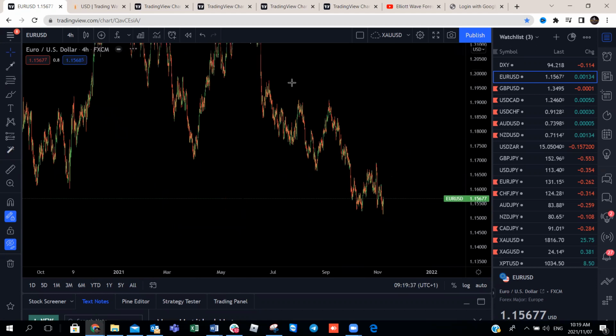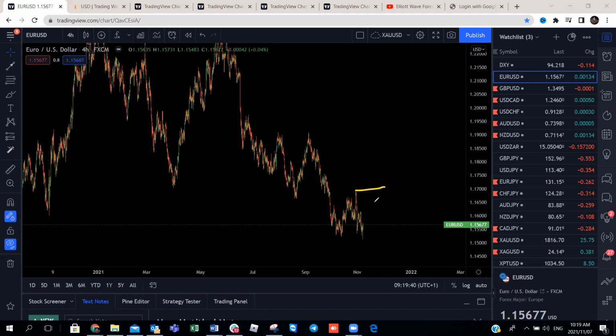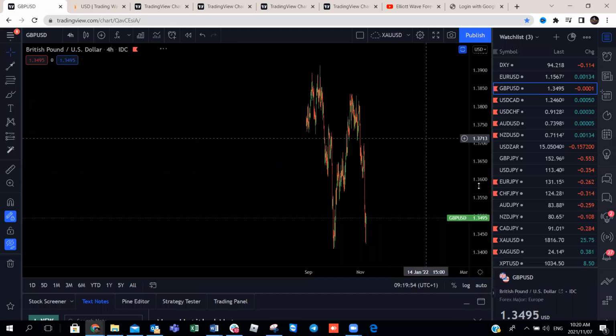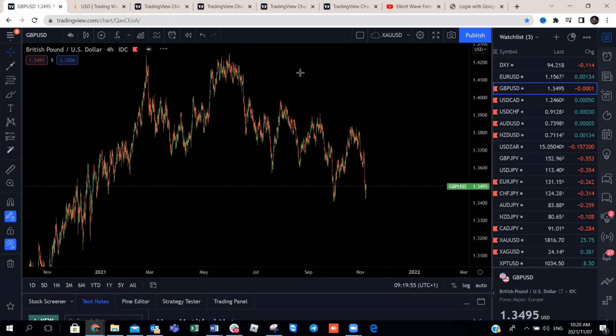Because if we do get to this level, this is a structural level where this can make 1, 2, 3, 1, 2, 3, and the impulsive move here, and then the reversal. So we need to clear this to confirm that we're not going to get this as a continuation pattern for one more leg to the downside. That is the euro.